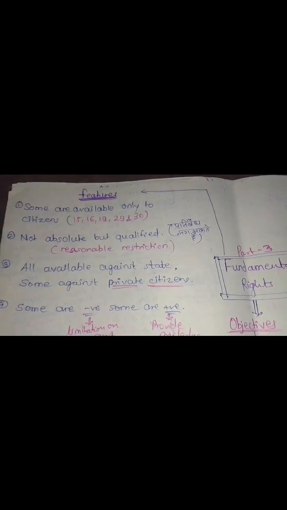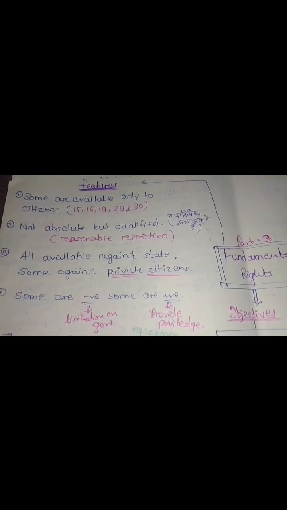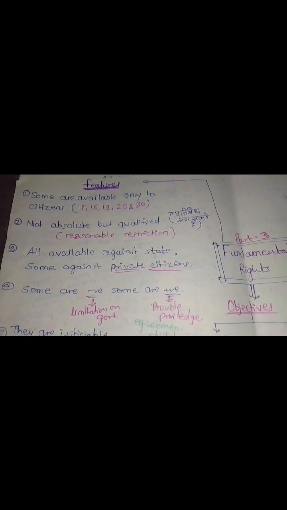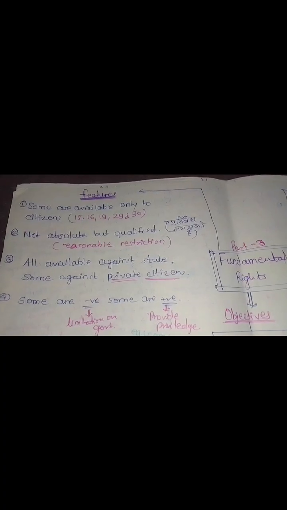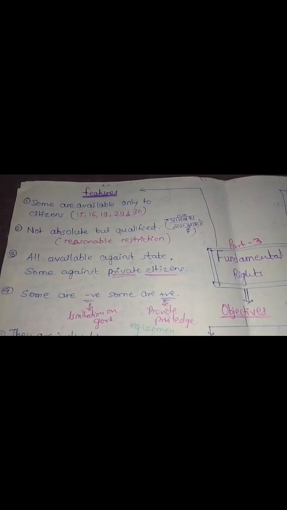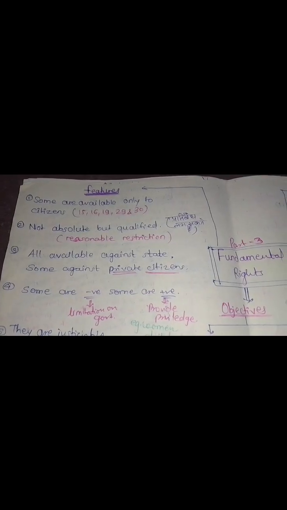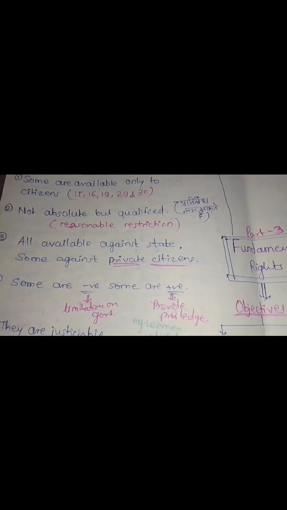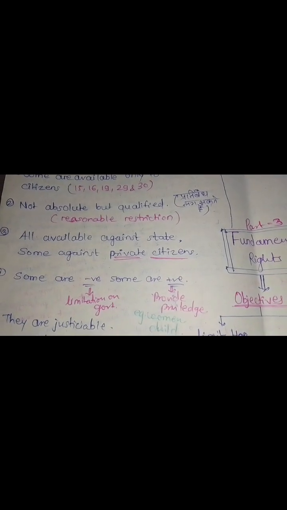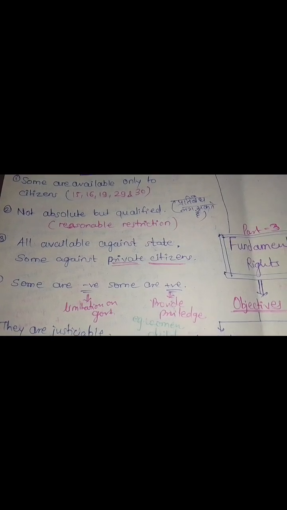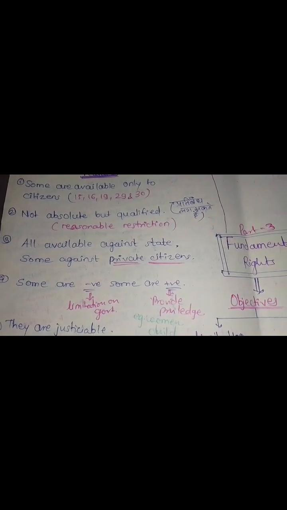Then there are some features of fundamental rights. Some fundamental rights are available only to citizens of India, that are 15, 16, 19, 29 and 30. These 5 fundamental rights are available only for Indian citizens. Then these are not absolute but qualified. It means reasonable restrictions are there.